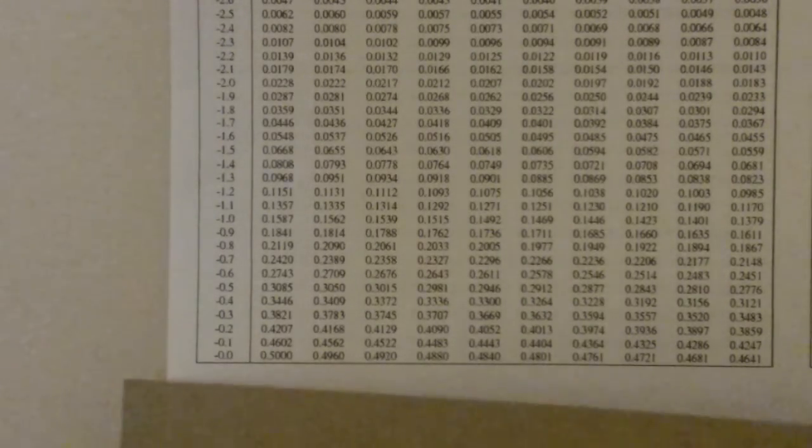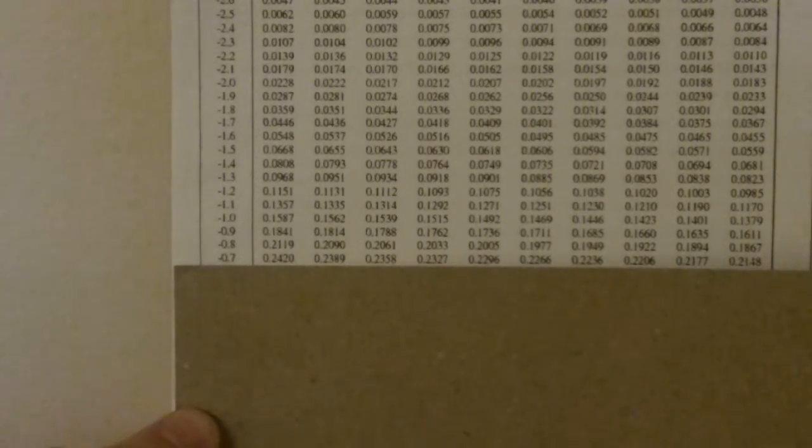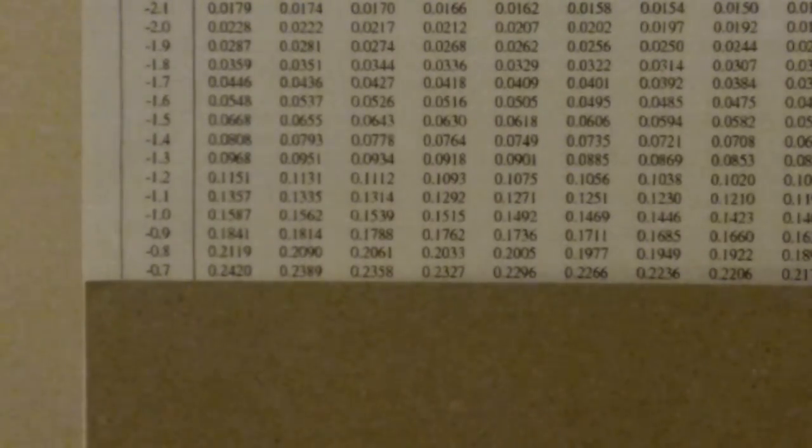So we're on the negative side of the z-table now. And so on the negative side of the z-table, we need to come up with negative 0.74. So the negative 0.7 line is right there. And so there's negative 0.70, 1, 2, 3, 4. So negative 0.74 is 22.96%. So we've got 22.96% should be below that score.